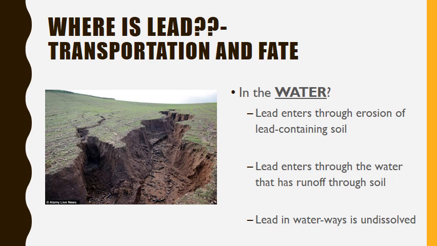Lead can enter the water, but it doesn't like to do it very much. One way that lead enters the water is through erosion of lead-containing soil, meaning if the soil originally had lead in it and it eroded into the water, then we could have the transfer of lead into that water source. It can also go into a water source if there is water runoff through the soil, but again, lead likes to bind so tightly with those soil particles that it doesn't really want to move. Once lead does get into the water, it stays undissolved, so it stays in its solid form, but in very, very small particles.